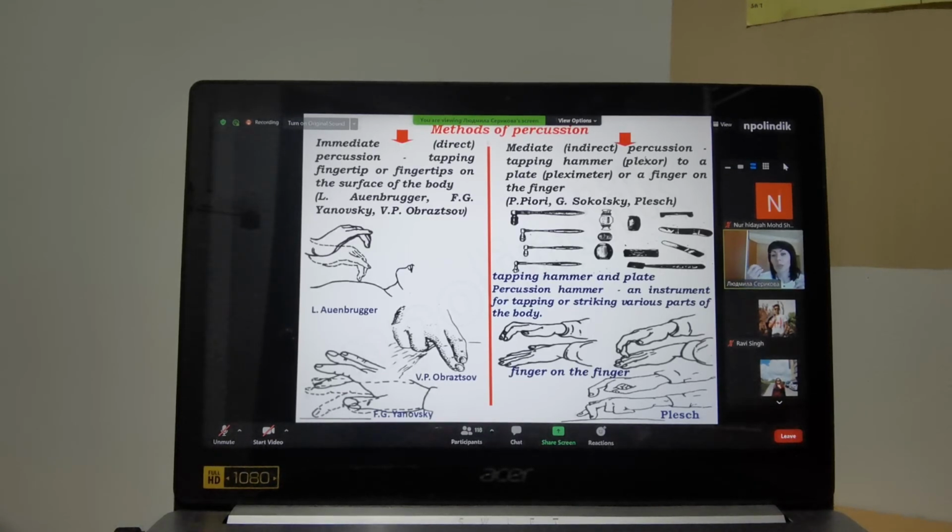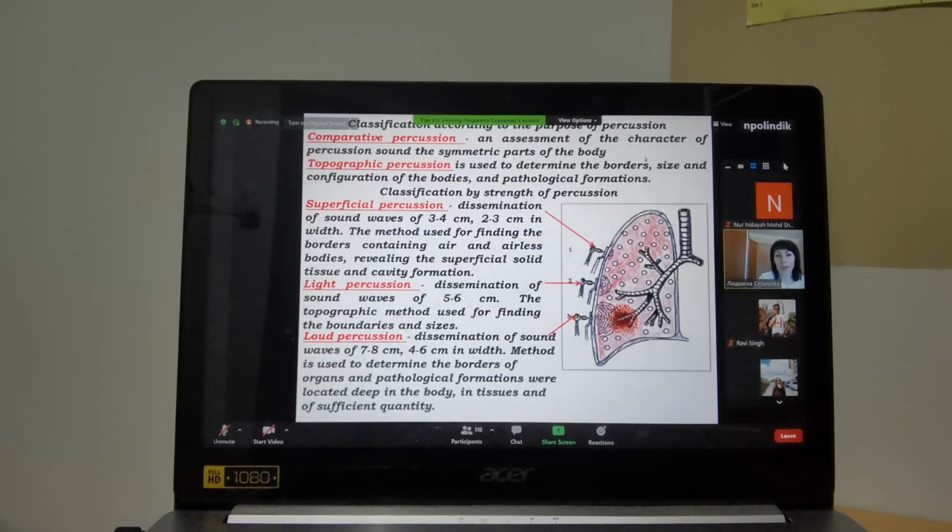Now we can use, like, the Sokolsky method. It is theory and the Sokolsky method. I will explain what the essence is, that we also have different kinds of percussion according to aims. There is comparative percussion. There is topographic percussion.